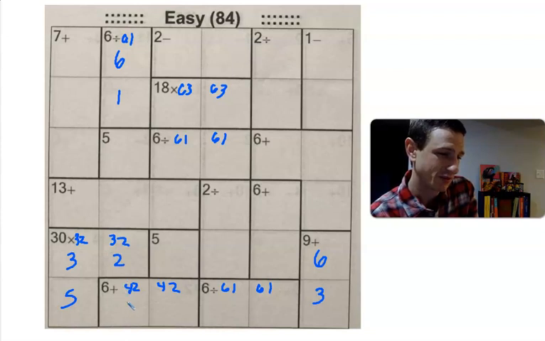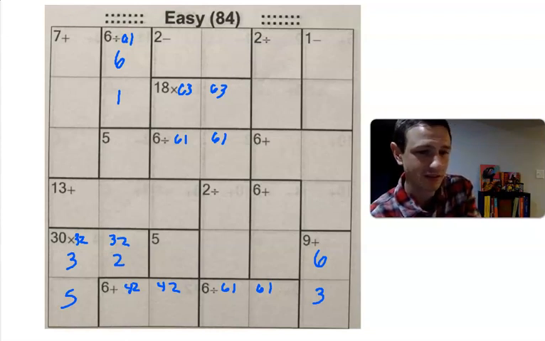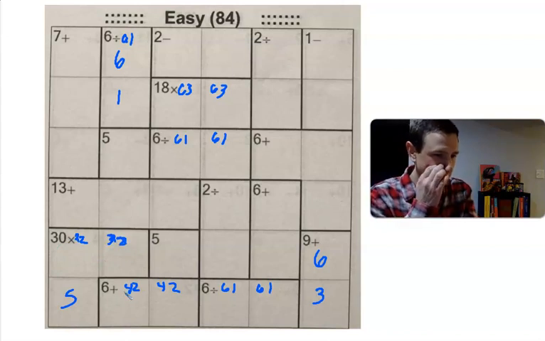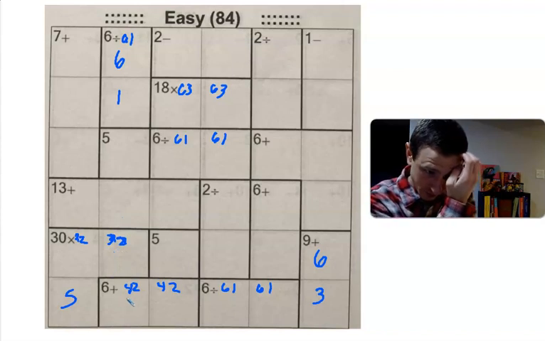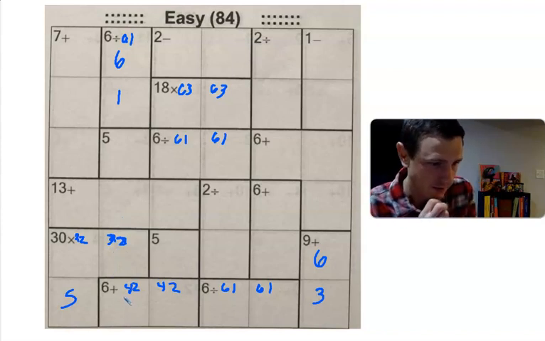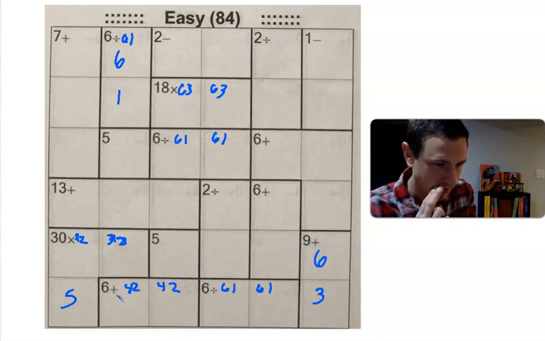Oh, wait, but 2 can still go here, right? Yeah. So 2 can't go here, but 2 can still go here. So I almost missed that. I almost messed that up. I didn't realize that 2 could still go here. I think it's going to work, though, but I don't want to commit to that just yet.